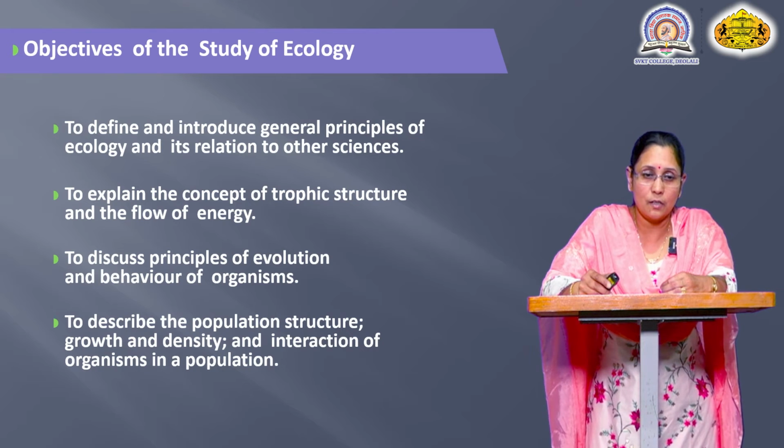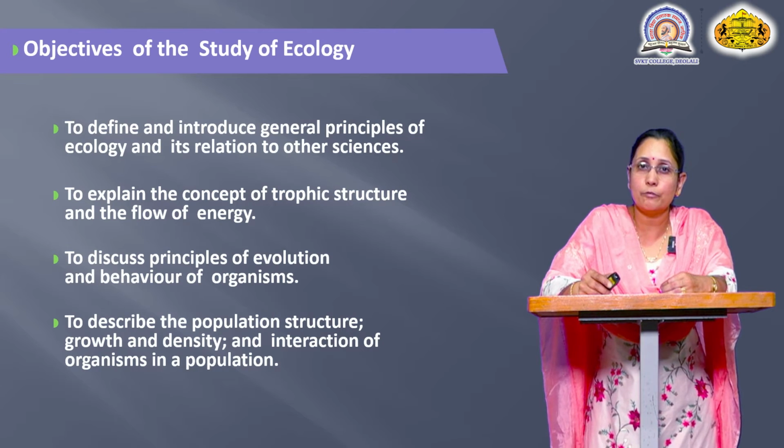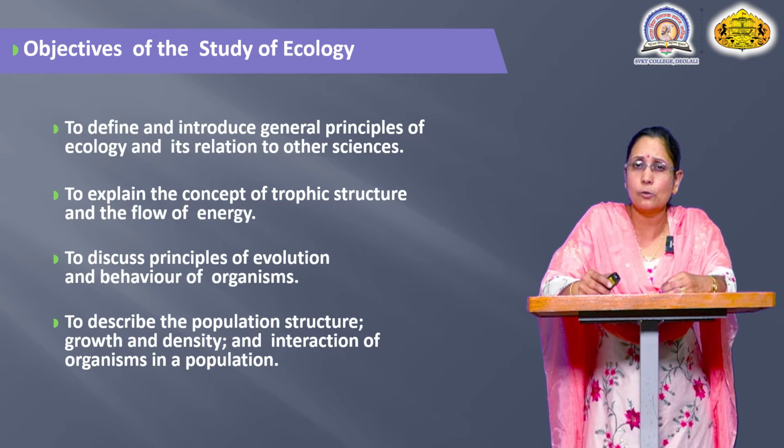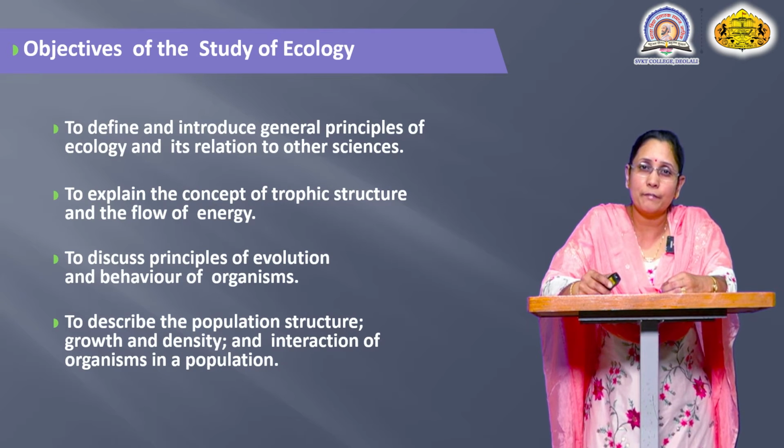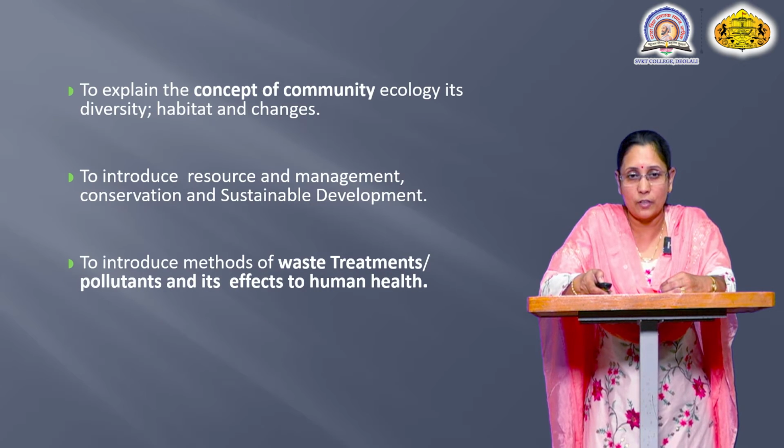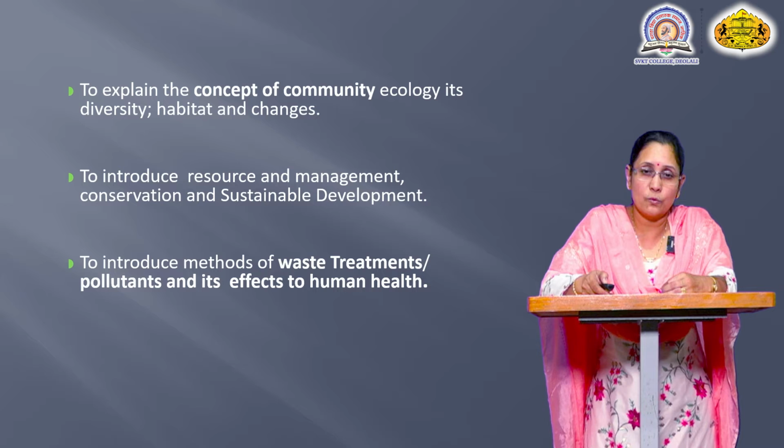Then next to evolution and flow of energy, we can understand the structure of population, which is nothing but a particular group of organisms, right? So with the help of the study of ecology, we can describe the structure of population, the growth of population, the density of population, as well as how these organisms in that population show particular types of interactions. The next objective is, with this population growth and density, we can also try to understand the concept of community. So community ecology will be well understood with the help of the study of ecology.